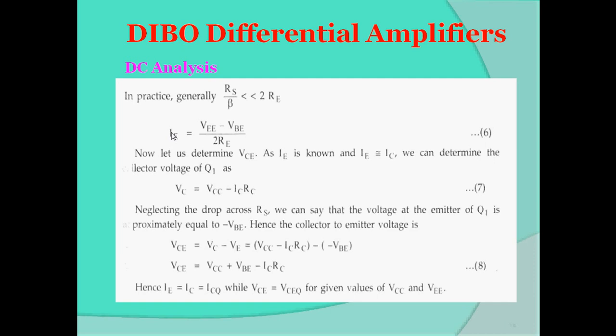That is, voltage at the emitter of transistor Q1, if we see the diagram, is approximately equal to minus VBE. If we assume that the voltage drop across the source resistance Rin is negligible, the value of emitter current IE is approximately IC.